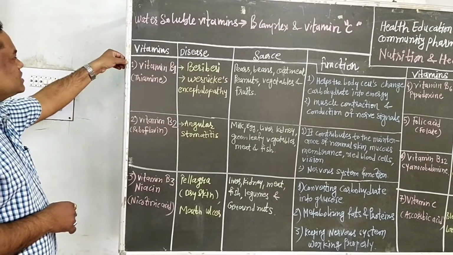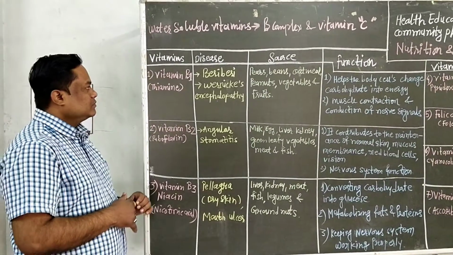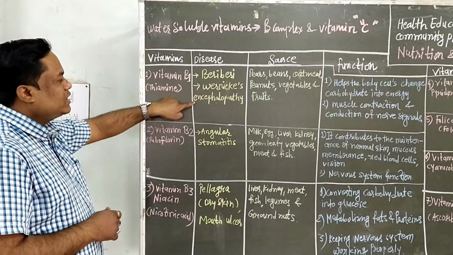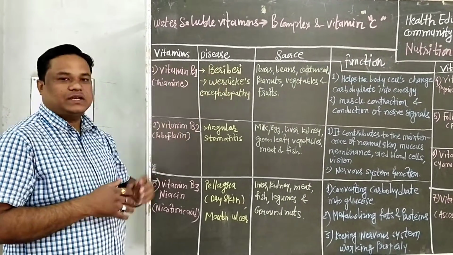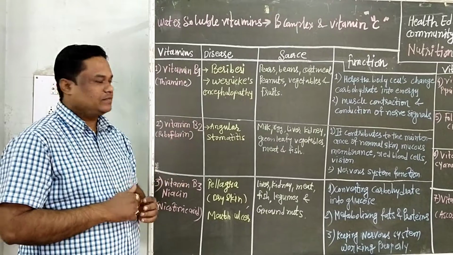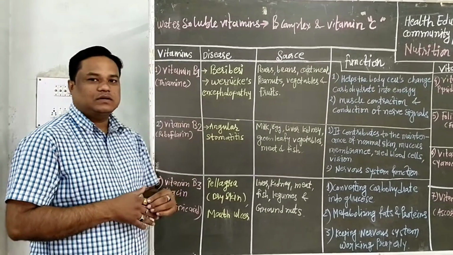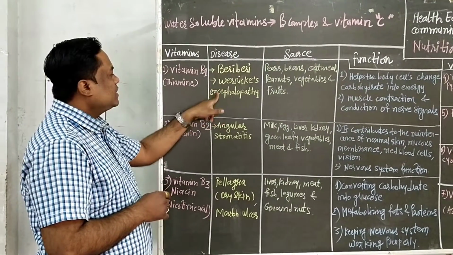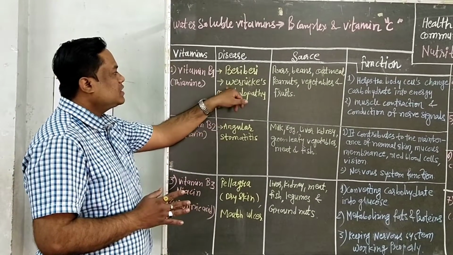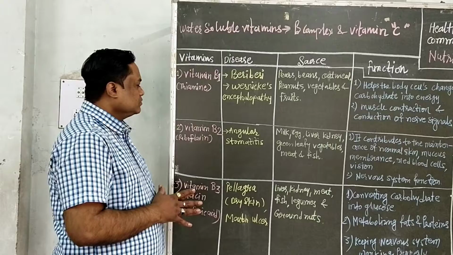The first vitamin in water soluble vitamins is vitamin B1, that is thiamine. The disease conditions of vitamin B1 are beriberi and Wernicke's encephalopathy. Beriberi occurs due to poor diet or alcoholism, and it is characterized by neuropathy. The second disease, Wernicke's encephalopathy, is characterized by mental retardation or a confusion state.